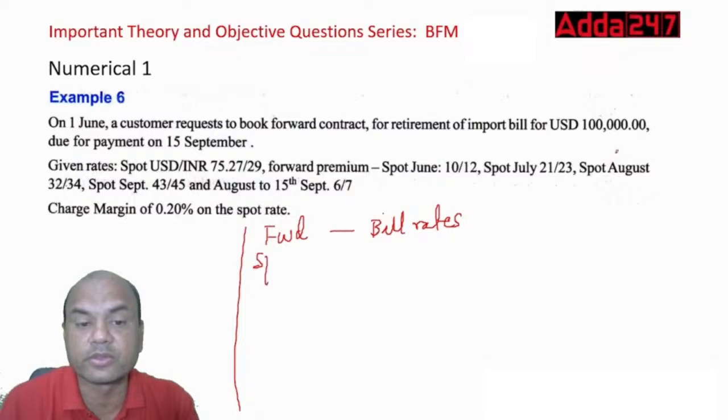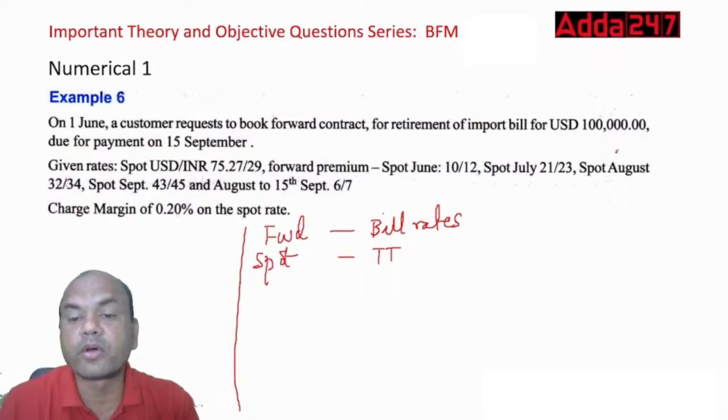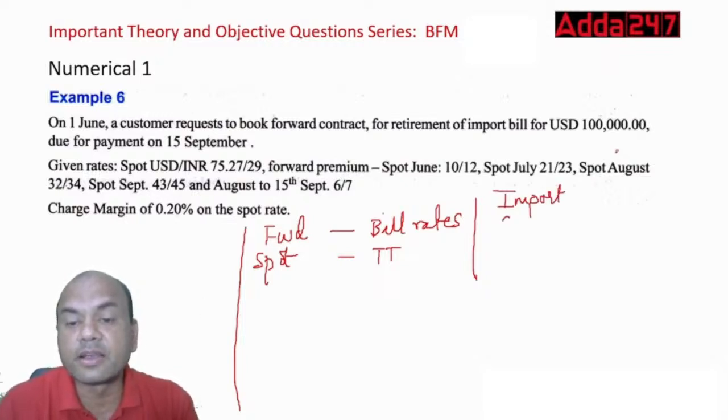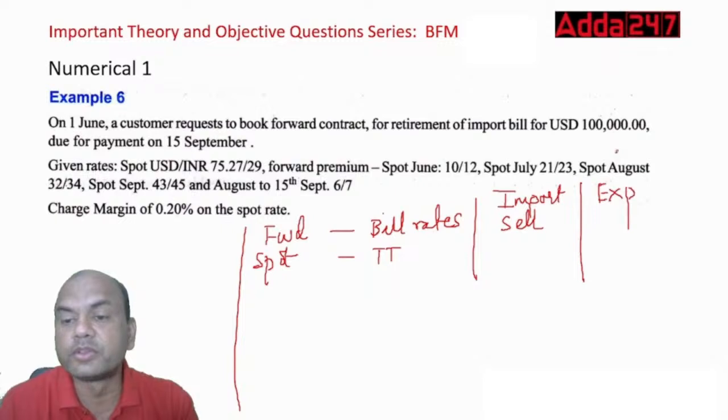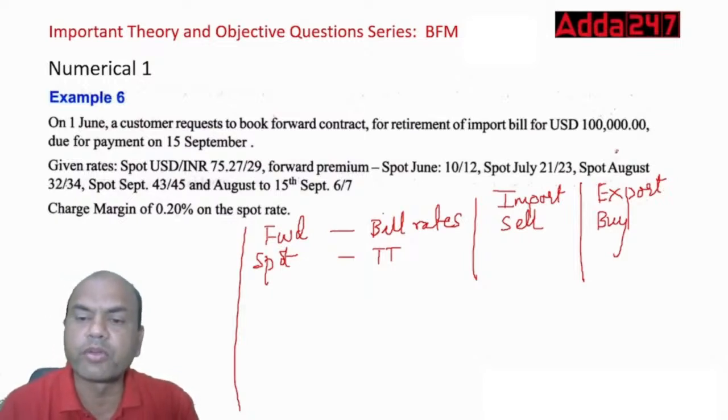Here, I'll give you the classification. Spot transaction, you'll have to use the TT rates. Now, if I'm talking of import transaction, then I'll have to use which rate? I'll have to use sell rate. If I'm talking of export transaction, I'll have to use buy rate. Always remember, only in case of crystallization, it's reverse because crystallization is actually the reverse case. But don't worry about crystallization in this case study now. So import we are talking of sell, export we are talking of buy, forward we are talking of bill rates, spot we are talking of TT.